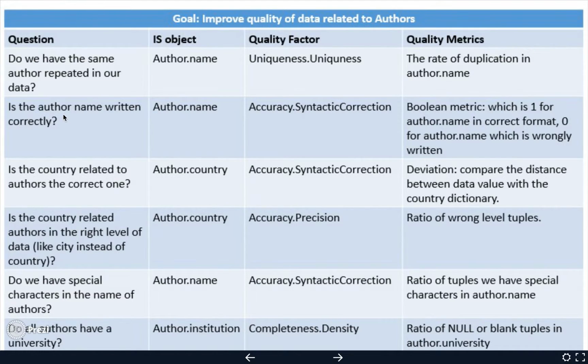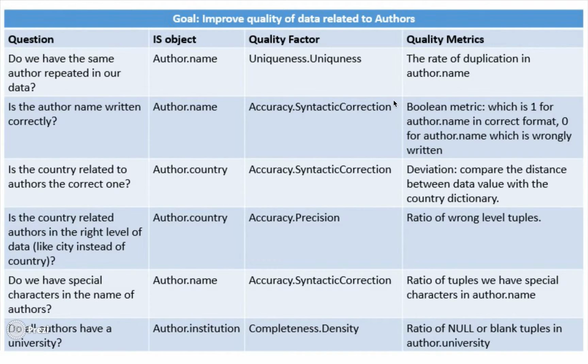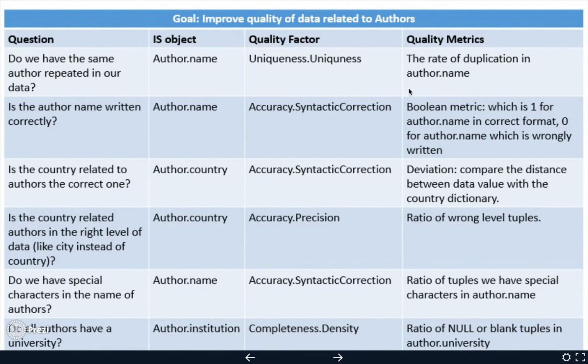The next one is, is the author name written correctly in the data? This one we will answer by detecting the correct format of the author name, and we use a Boolean metric to do this. So if it is written correctly in the data, then it should be 1 for the metric, and otherwise it is 0.